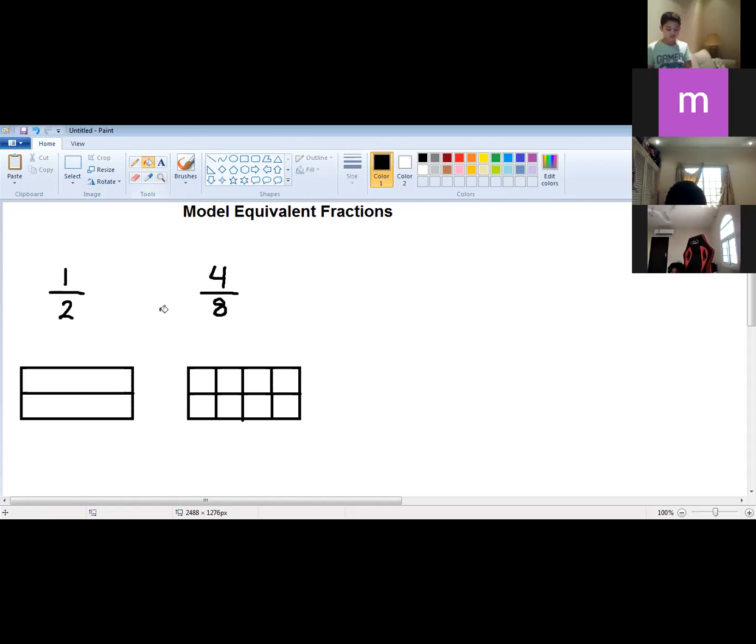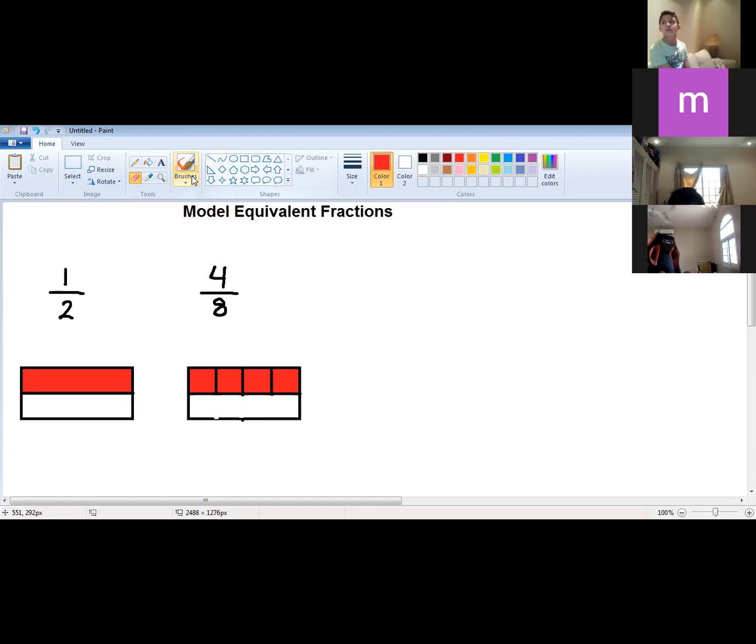If I use the bucket here, 1/2 is exactly like this part, right? This is 1/2, right? What about 4/8? 1, 2, 3, 4 parts over 8, right? Can you compare the two shapes? Are they the same if I delete these parts down here? Look. Are they of the same size? Yes, they are of the same size.